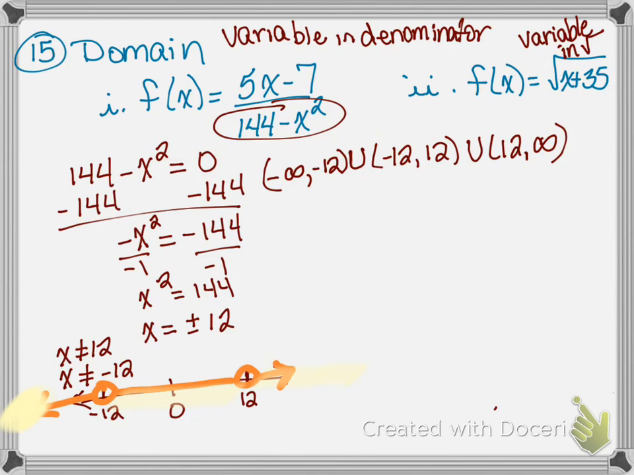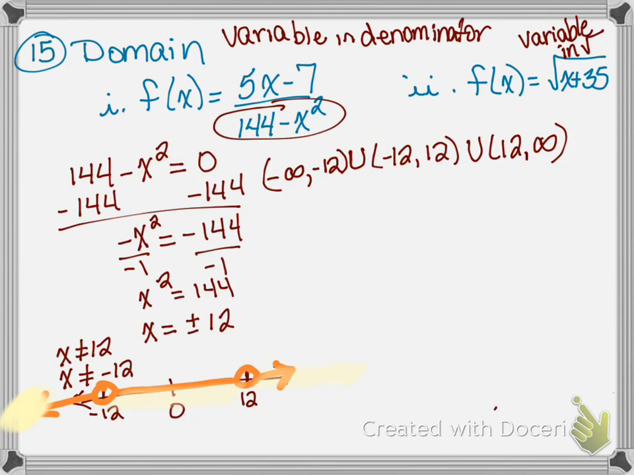So when you have a variable in the denominator, that is when you focus on not having what's in the denominator equal 0. It can be negative numbers and it can be positive numbers, but what's in the denominator cannot be exactly 0.